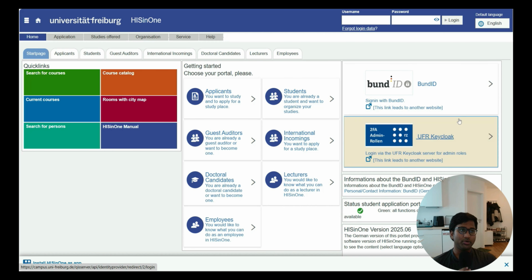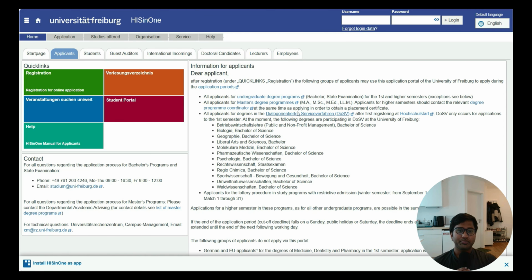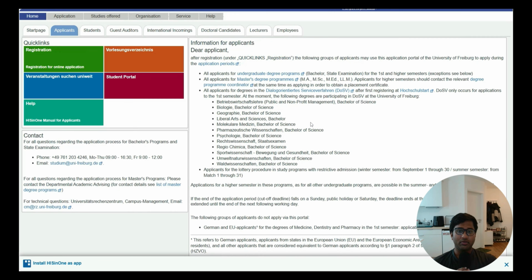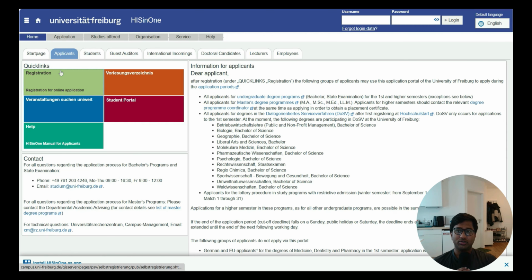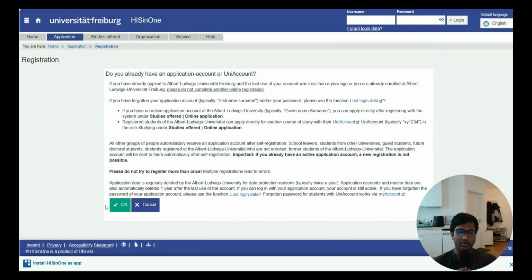This is the application portal, and here also you can change your language from English to Deutsch. So usually I will click on English because that's the best thing. And here you can also see getting started with your portal. Please check which you are: a student, international, incoming, lecturer, doctoral candidate, employee, or guest auditor. But we are the applicants who are applying for the first time. Then you will get the complete detail of what you have to do here. But at first you have to register. That's the only thing you have to do.